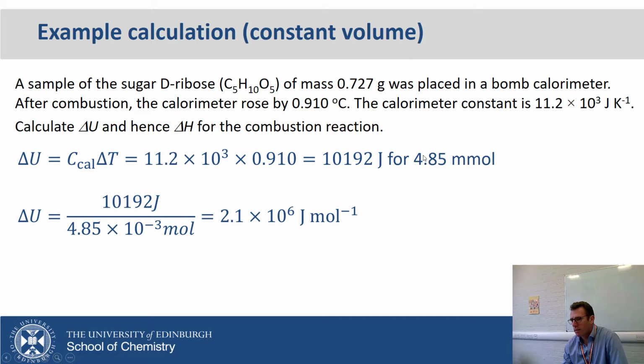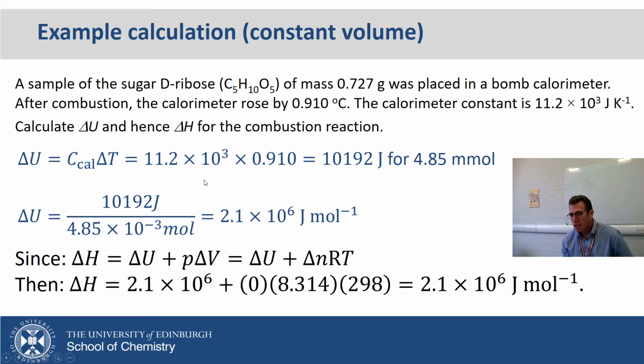Okay, so I've worked out the 0.727 grams is this many moles. So therefore we can work out, well, how much energy is given off per mole. So I just divide 10,192 divided by 4.85 by 10 to the minus 3. So that gives me the energy loss, the energy of the internal energy change as a result of combustion.